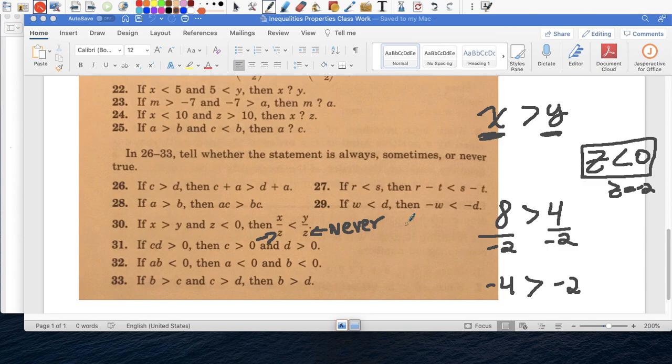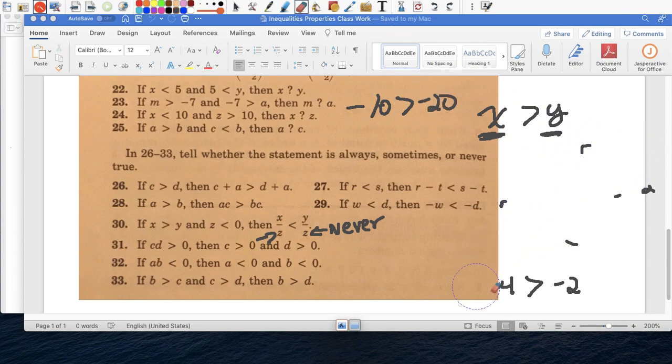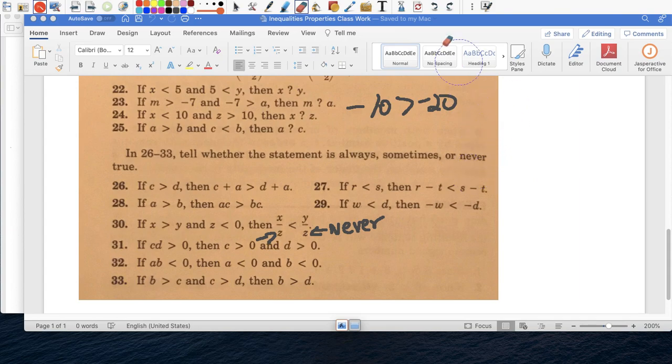And again, play with numbers, substitute x and y. I chose 8 and 4, but if you want to pick -10 is greater than -20, again, let's pick negative numbers. Z is less than 0, which means z has to be a negative number. So let's divide this by -5 and this by -5, and see if that inequality stays true.